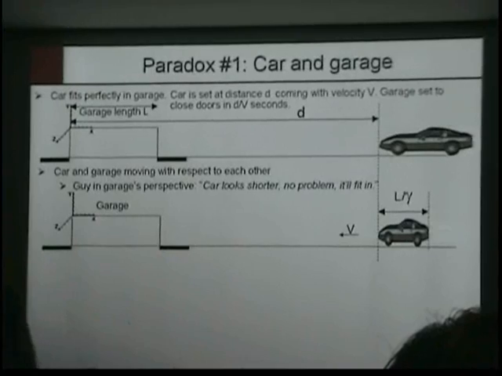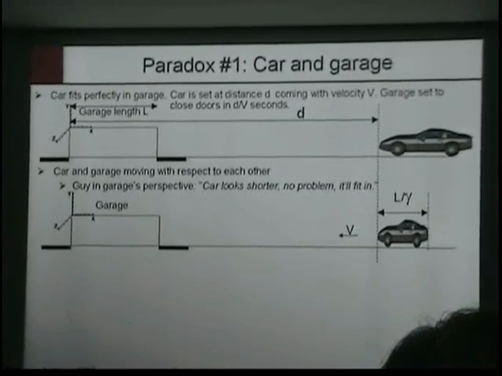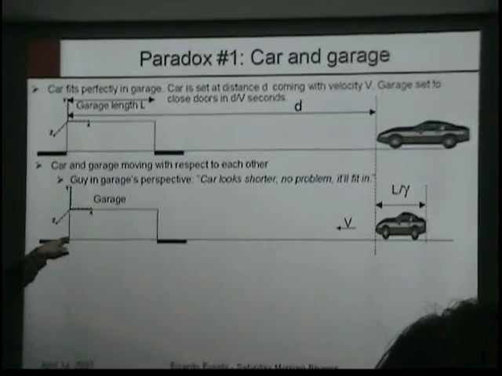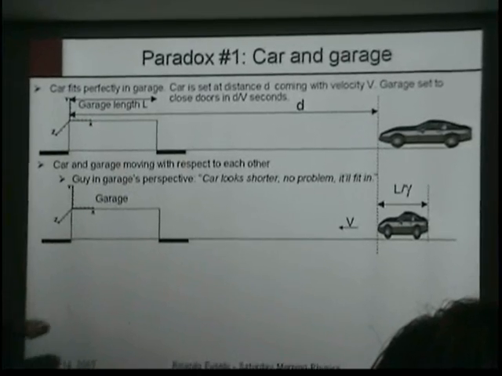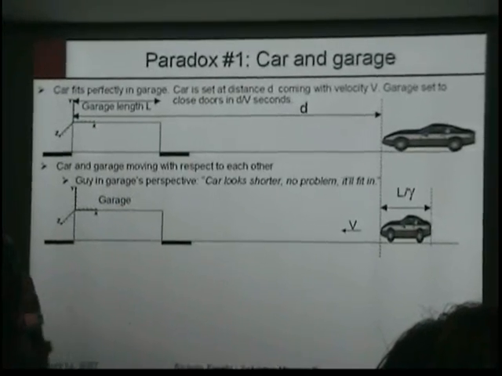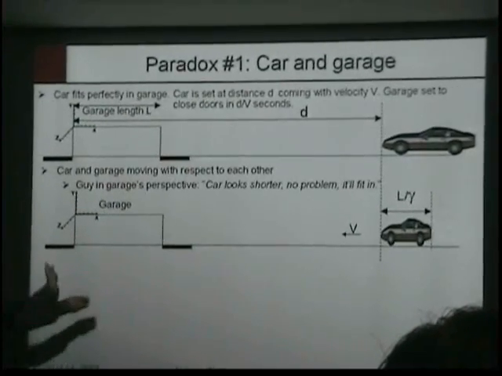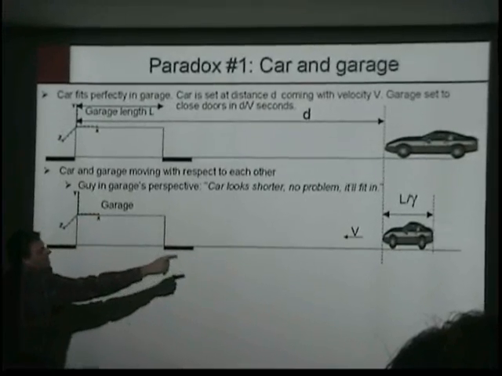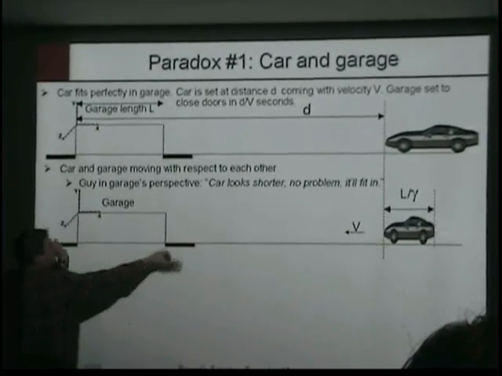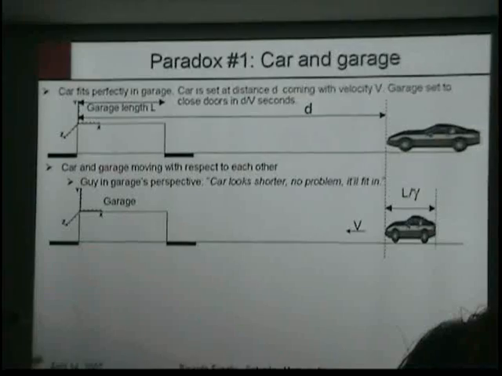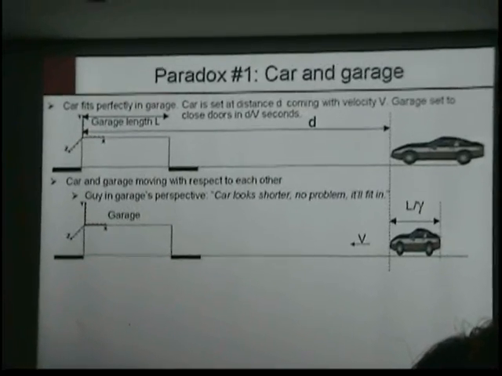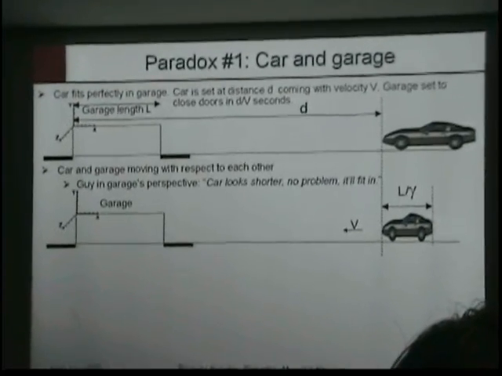The car is in there, and now we give it some velocity. Well, let's see. The guy in the garage, the guy that's standing here, says, well, the car looks shorter because it's moving. So no problem, the car will fit in. And let's say we time the doors such that when the front of the car is in here, both doors close. Right? So from the guy in the garage's perspective, everything is fine.